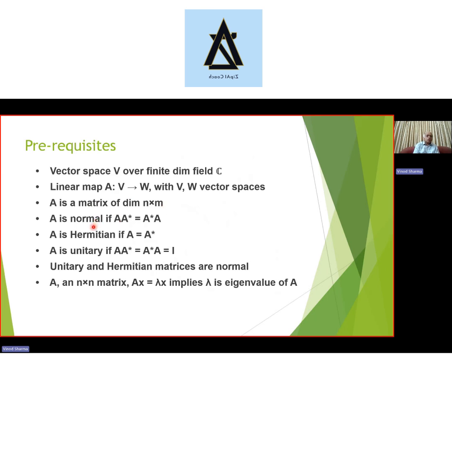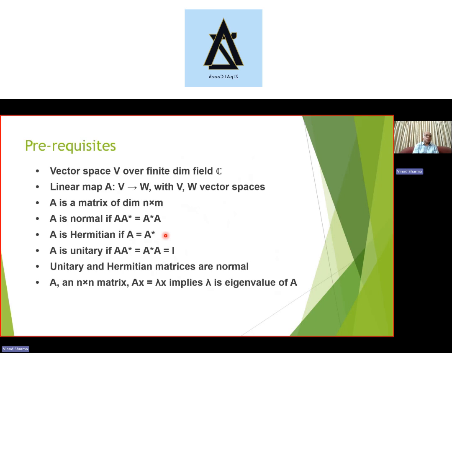A is a normal operator, linear operator, if A A star is equal to A star A, where A star is the adjoint of operator A. So you take operator A, you can represent it in matrix form, then the matrix form of A star will be: take the transpose of this matrix and also take the complex conjugate of all the elements in A. Then the corresponding matrix will represent A star. So A is a normal operator if A A star is equal to A star A.